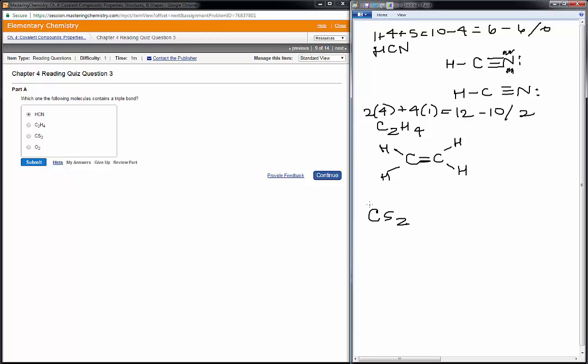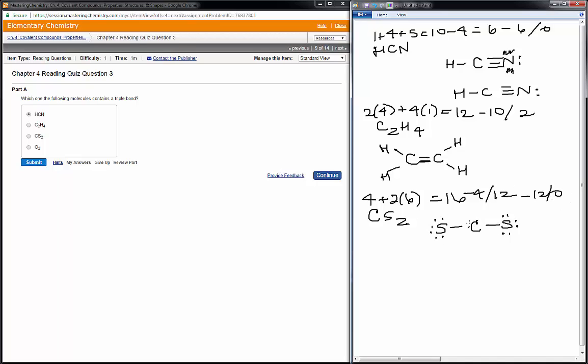For CS2, carbon comes in with 4 electrons. I have 2 sulfurs. They each have 6 electrons. It's going to be 12 plus 4 is 16 electrons. And carbon in the middle, 2 sulfurs attached. I've used 4 electrons. I've got 12 left. And I distribute around exterior atoms. So each sulfur needs 6 more to have full shell. That gives me 12. I've used all 12 electrons.